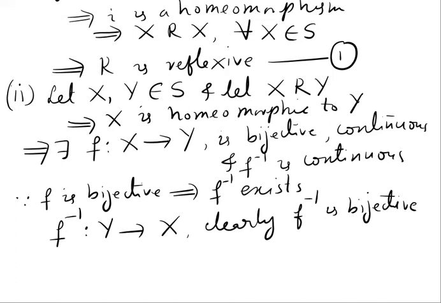Why is F inverse bijective? Because F is bijective. Okay, and is it continuous? So F inverse is continuous, because the inverse of a continuous function is continuous, because F is continuous.